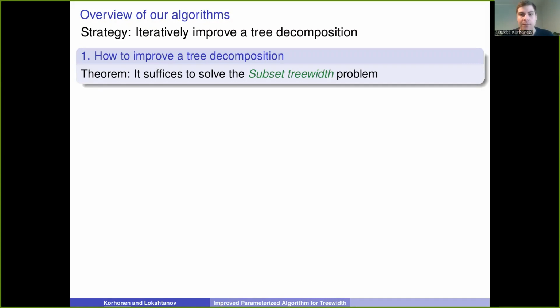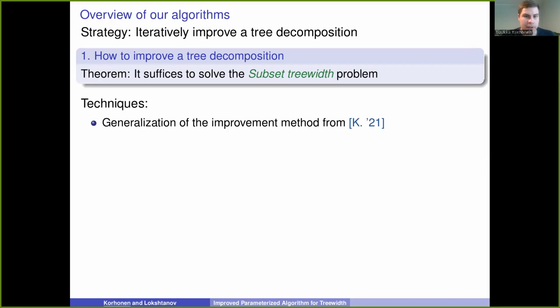This subset Treewidth problem is a new problem that we introduce just for the sake of this result. And we give a reduction that shows that if you give an algorithm that solves the subset Treewidth problem, then you can apply this algorithm a polynomial number of times to compute exact Treewidth. Or if I give you an approximation algorithm for subset Treewidth, then you get also an approximation algorithm for Treewidth with the same ratio. And again, with just a polynomial number of applications of the algorithm. So this is our first theorem, to show this connection between subset Treewidth and Treewidth.